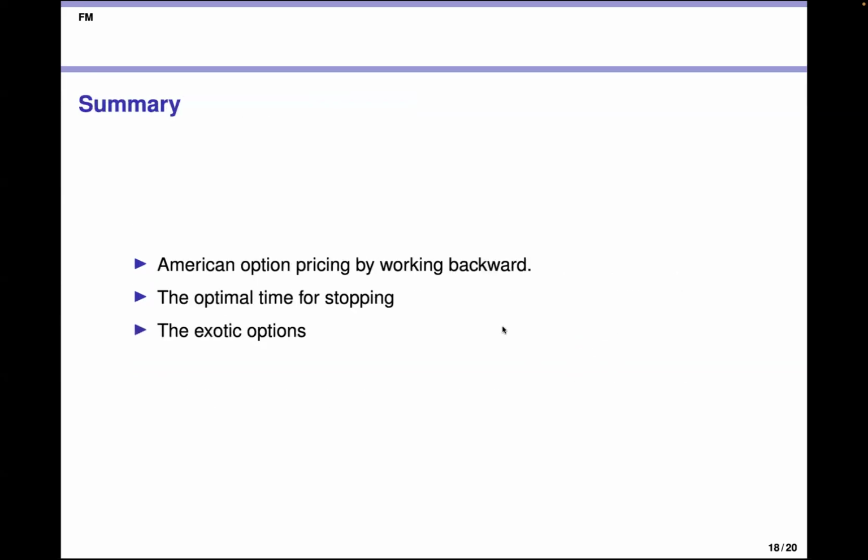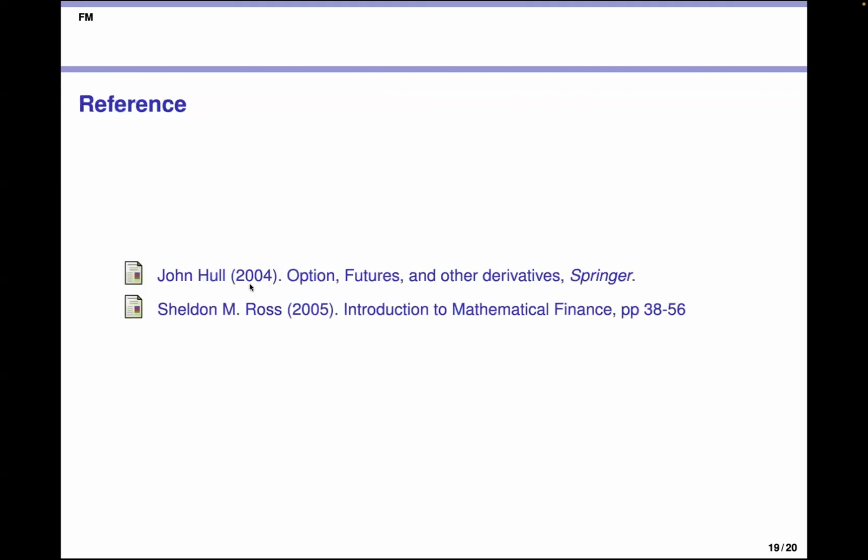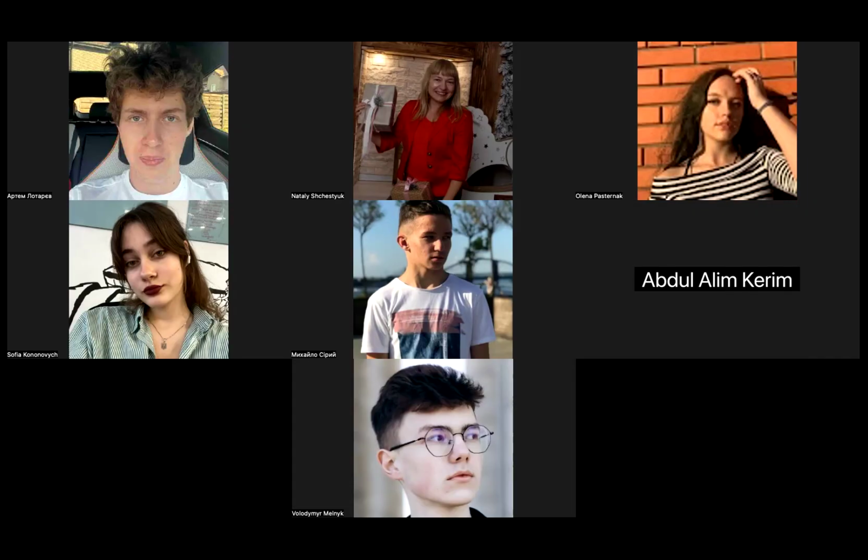So in summary, on American option pricing, we studied today how to evaluate American option prices by working backward. We learned what the optimal time for stopping is, and the payoff function for different exotic options. And the reference is the same, the book by John Hull and Sheldon Ross. Okay, do you have any questions?